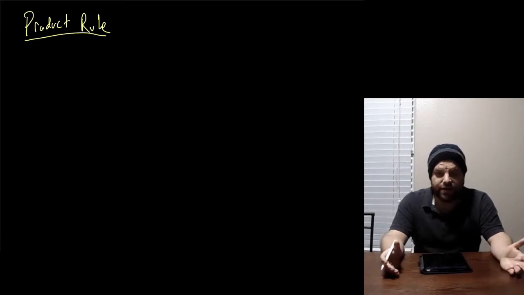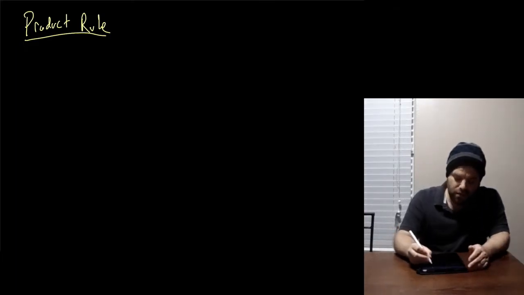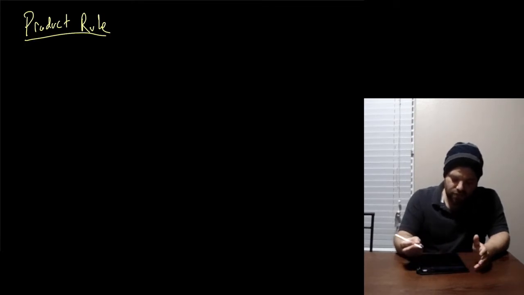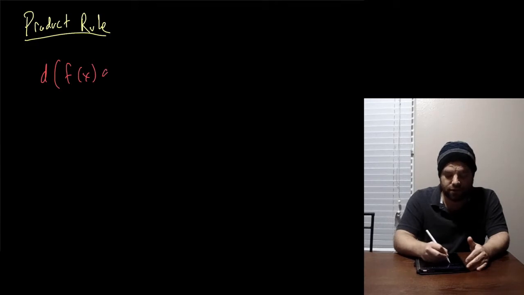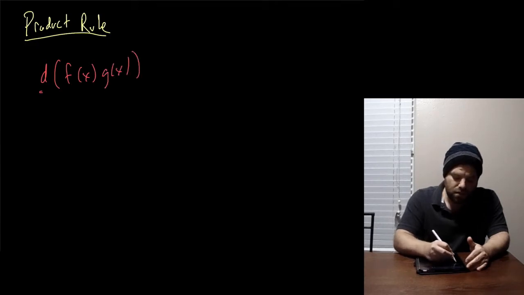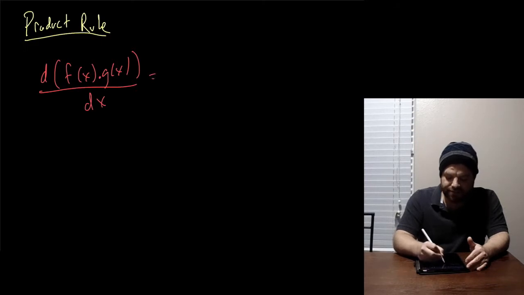So the product rule, I'm going to go ahead and just write the rule down, sort of explain it, and as we do examples, you kind of see how it works. Okay, really straightforward. So the product rule here is if I have a product of two functions, so the derivative of a product of two functions, let's say these two functions are f of x and g of x, okay? So this is the derivative of the product of two functions with respect to x.